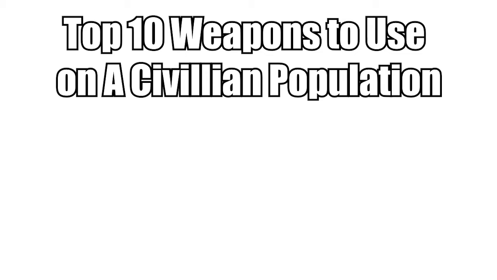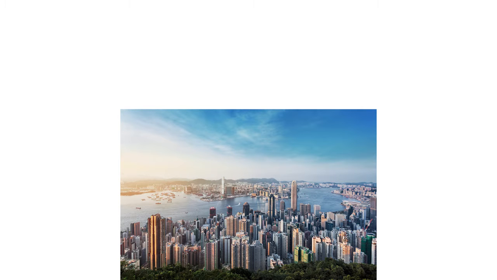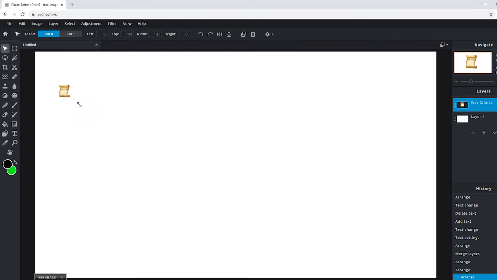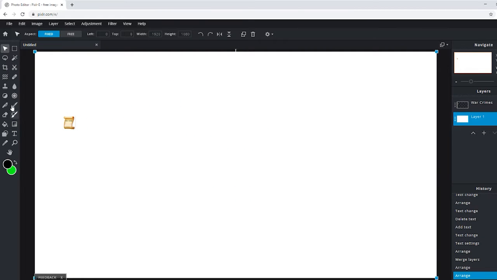Top 10 weapons to use on a civilian population. Number 10. A bomb. An effective way to defeat a civilian population is to bomb them. It is a very simple method of crushing dissent with fancy planes. It is only a minor war crime, so it should be fine.